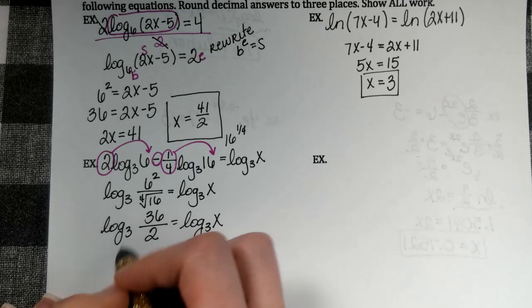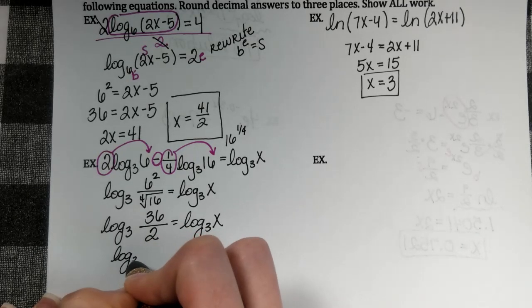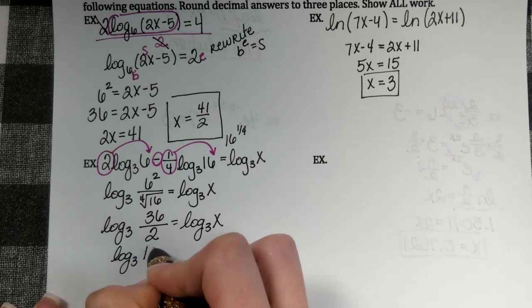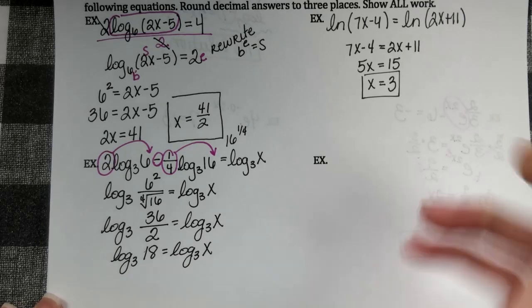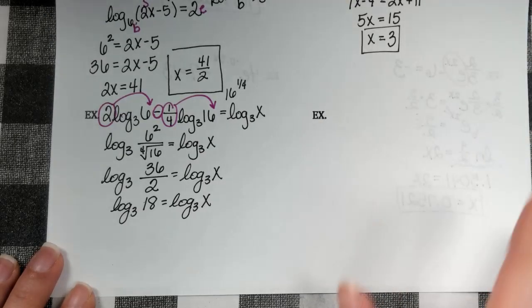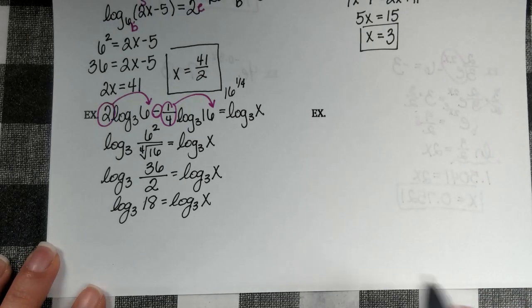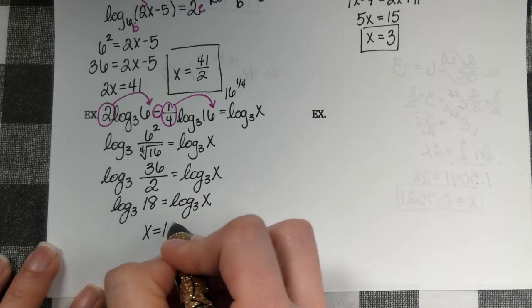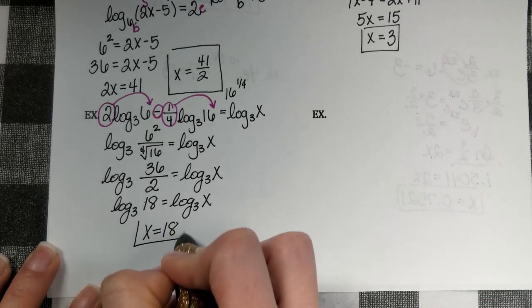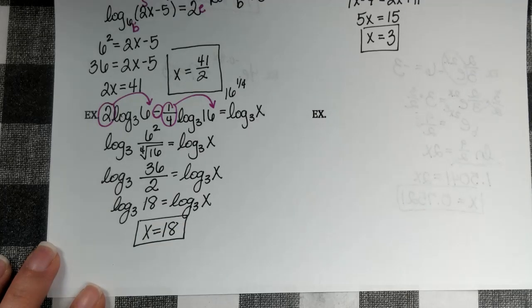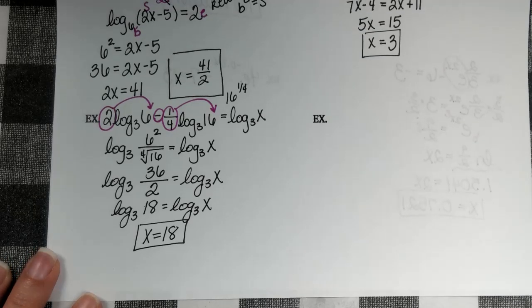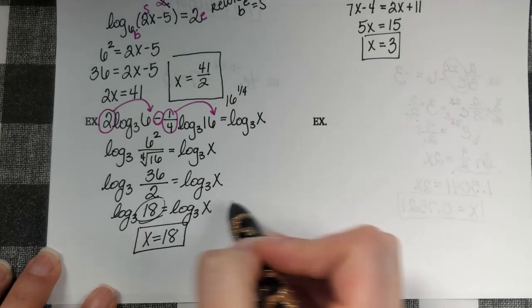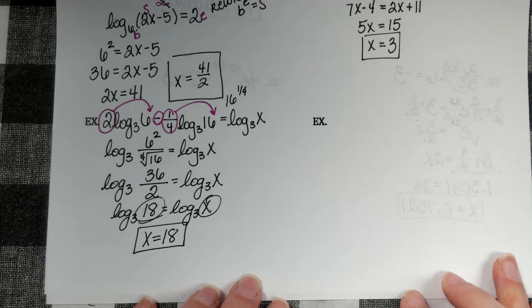Now what's 36 divided by 2? 18. So I have log base 3 of 18 equals log base 3 of x. So what does that tell me? X equals 18. I do not divide by log base 3. Never divide by just logging your base. That's going to be wrong. Okay, this is your one-to-one property, x equals 18.